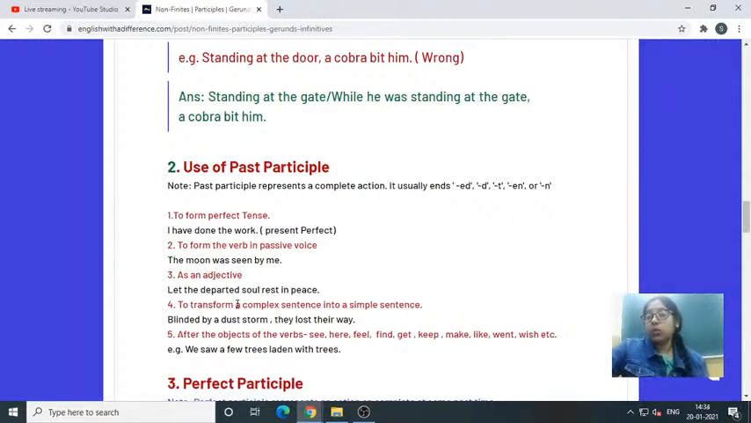अभी नेक्स्ट देखो, जब हम लोग ट्रांसफॉर्म करते हैं, ट्रांसफॉर्मेशन ऑफ सेंटेंसेस करते हैं, कॉम्प्लेक्स सेंटेंसेस सिंपल सेंटेंस बनाते हैं, तो this is the only way to make the sentence easy. For example, blinded by a storm, dust storm, they lost their way. And last one, after the objects of the verb, see, hear, feel, find, get, keep, make, like, want, wish, etc. So we can see this one. We saw a few trees laden with fruits. So this is another example of uses of past participle.